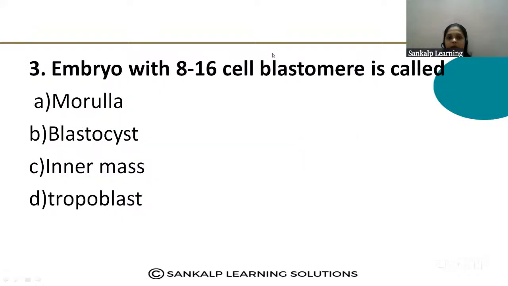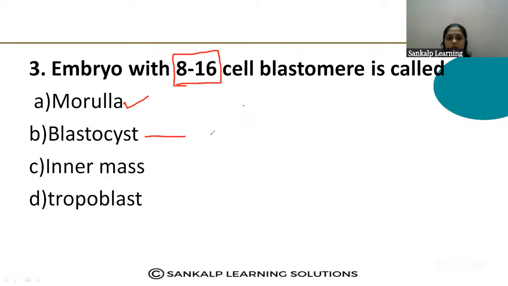Third one: an embryo with 8 to 16 blastomeres is called morula, blastocyst, inner cell mass, or trophoblast. What is the correct answer for the third question? Yes, that is called a morula. Very important. This question is asked many times as a 1 mark question. That is called a morula.